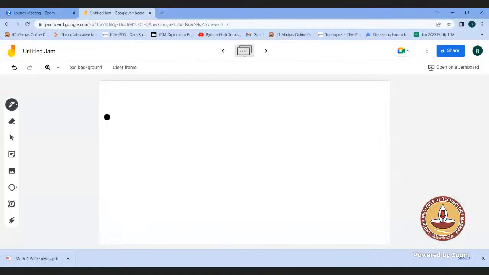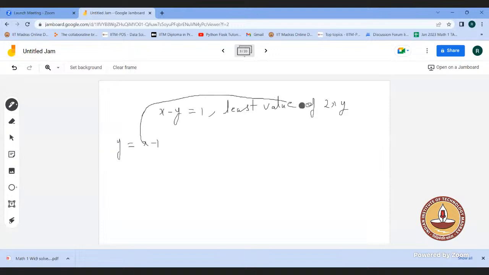Is my board visible? So the condition is x minus y is equal to 1. We have to find the least value of 2xy. As we got the clue, we take y is equal to x minus 1 and substitute it here. So we'll get 2 into x minus 1, right?